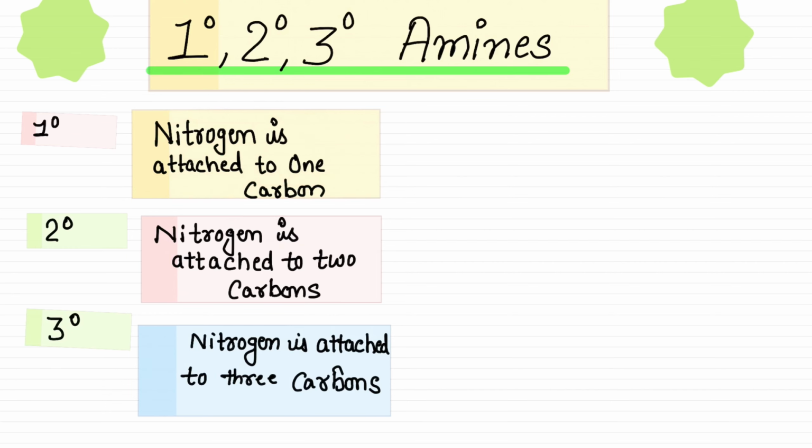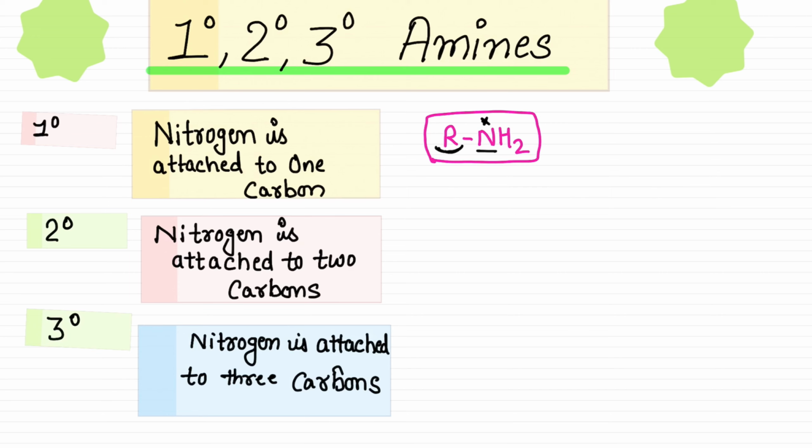Okay, so let's see the example here. For the 1 degree amine, let us suppose RNH2 is the general form. This is the 1 degree amine. It is the general form of the 1 degree amine, that is the primary amine. You can clearly see that in this kind of amines, the nitrogen over here is attached to only and only one carbon atom. And what is this R? This is the alkyl group.